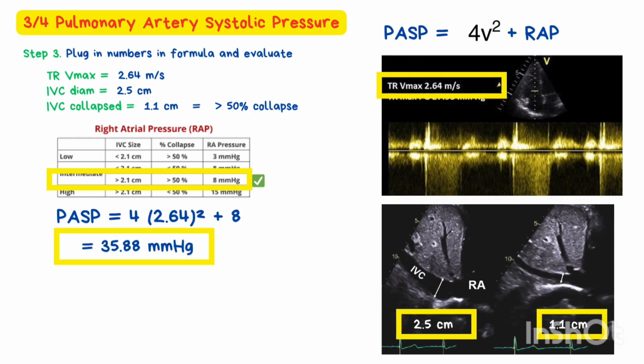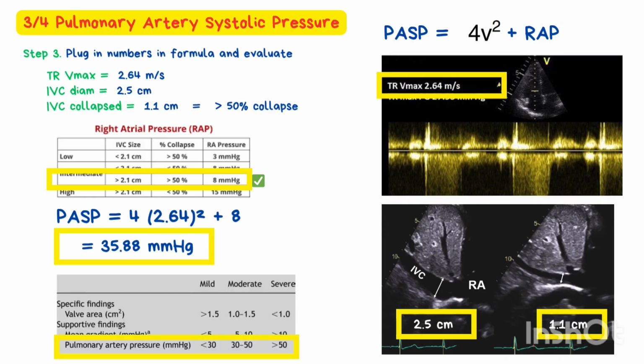Now the last step is to evaluate. Step 4. According to the ASE guidelines, a PASP of around 35 falls into the moderate pulmonary hypertension range. This tells us that our patient is beginning to experience elevated pressures in the pulmonary circulation, likely as a hemodynamic consequence of mitral stenosis.